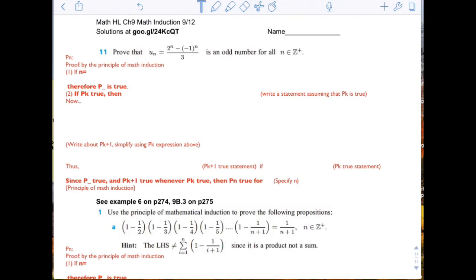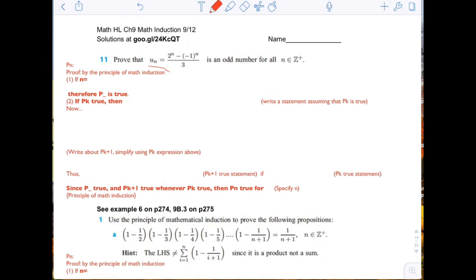Okay, page 9 of Math Induction, problem 11. Prove that this term, u subscript n, equals 2 to the nth minus negative 1 to the nth power, divided by 3, is an odd number for all positive integers n.